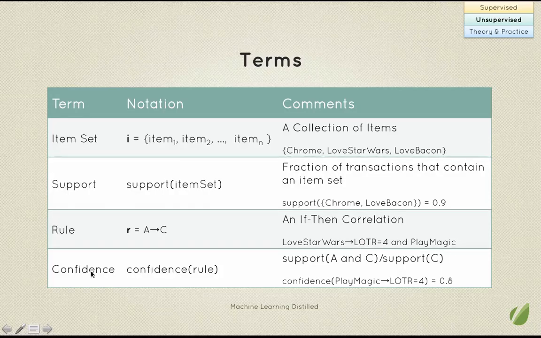Lastly, we define a value called confidence, where we compute the confidence of a rule. The confidence of a rule is simply the support for the antecedent and the consequent divided by the support of the antecedent, connecting back to this definition of rules. So for example, the confidence of playing Magic implies that you've read all 4 Lord of the Rings books may be 0.8, according to this formula.